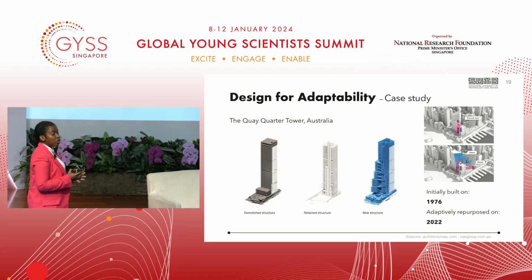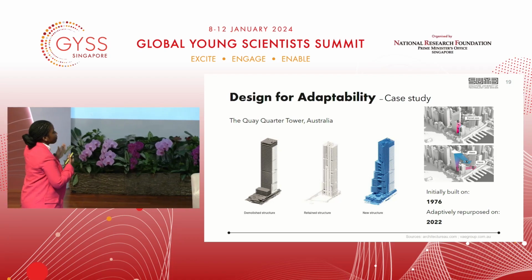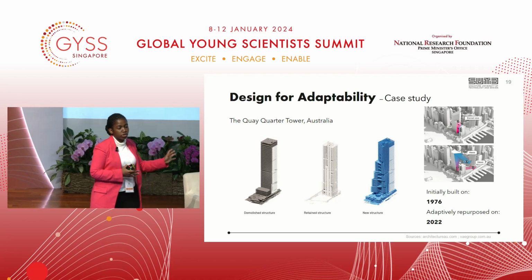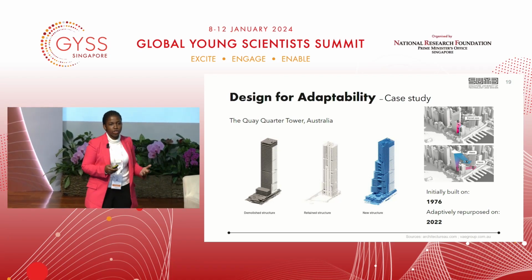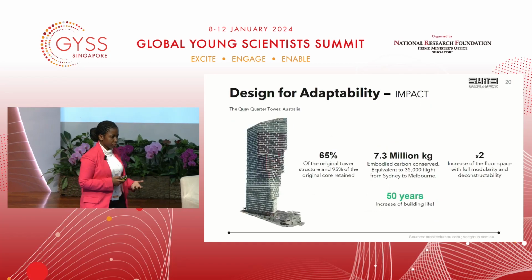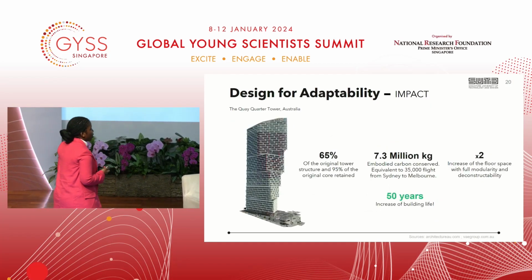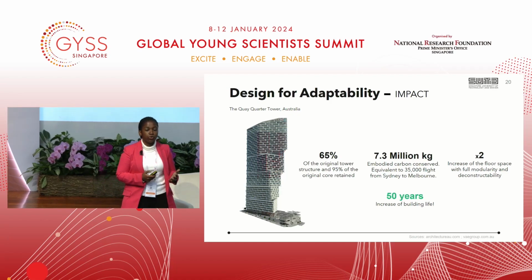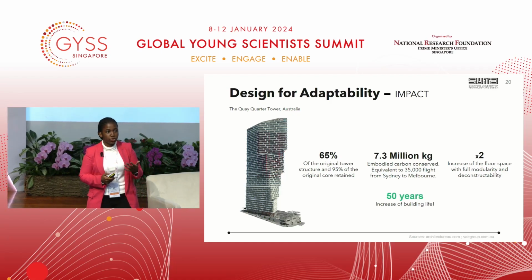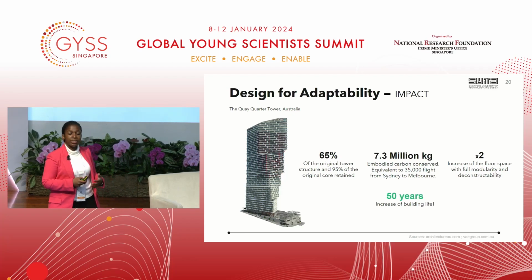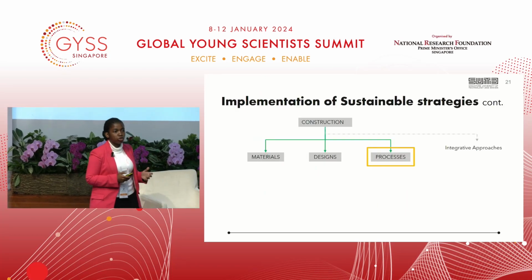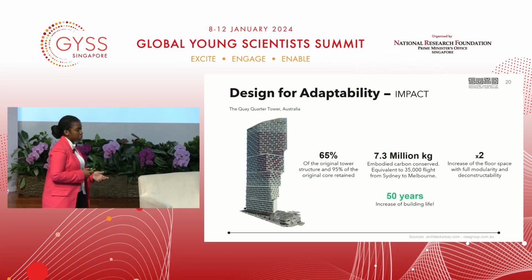So we can see that instead of demolishing the entire building, they demolished only a part of the building. They were able to retain a major part of the building and additionally add a new structure which was able to sustain and actually improve the impact of the building. So what did this do? The new Key Quarter Tower has 65% of the original tower retained, and by this they were able to save 7.3 million kilograms of embodied carbon, which is equivalent to 35,000 flights from Melbourne to Sydney. But also, they had a bonus where they increased the surface area of the building by 2 times the initial area, and because of this, they were able to increase the building life by an extra 50 years.